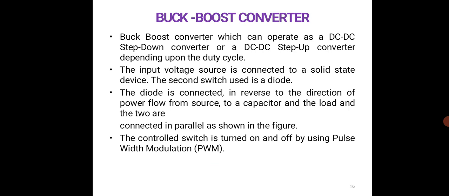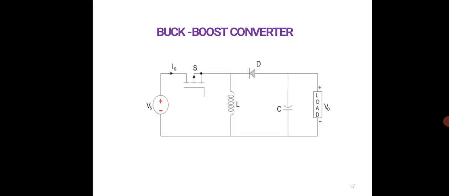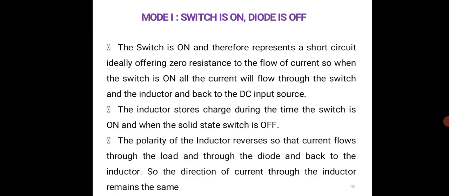Again, here the controlled switch is turned on and off by using pulse width modulation. So this is a buck boost converter. This is a circuit diagram for it, and here also this operates in two modes. One is mode 1, which is switch is on and the diode is off. The switch is on and therefore represents a short circuit, ideally offering zero resistance to the flow of current.